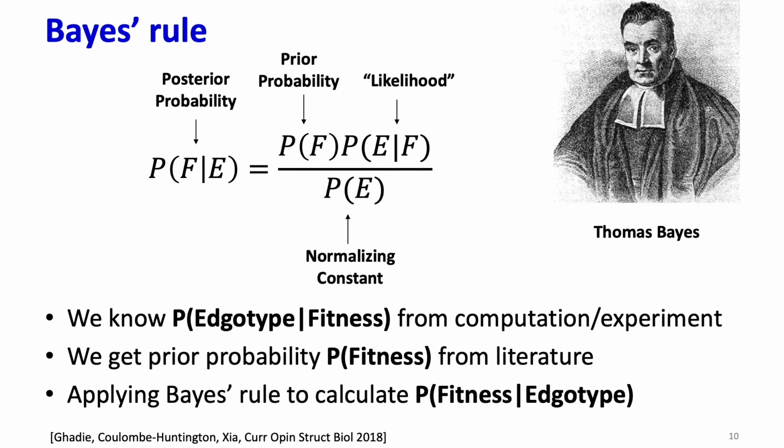We already have the likelihood term, P of E given fitness, from the pie charts in the previous slide. We need the P of fitness term, which is the prior probability for a mutation to be neutral or deleterious, but we can get that from the literature. There's also the P of E term in the denominator, but it is just a normalizing constant, which we can easily get rid of. So we have all we need to calculate P of fitness given E.